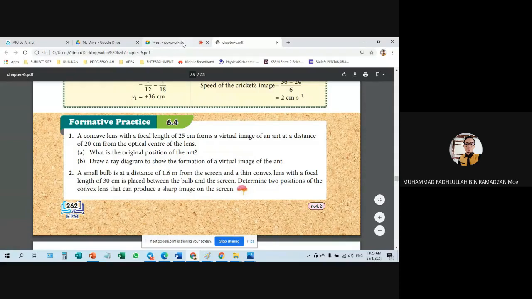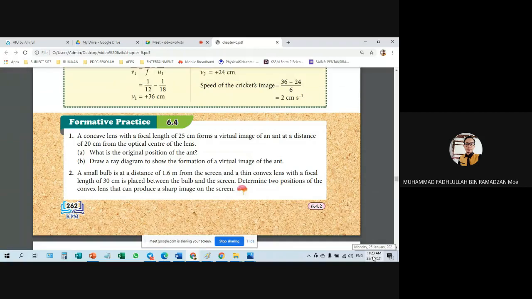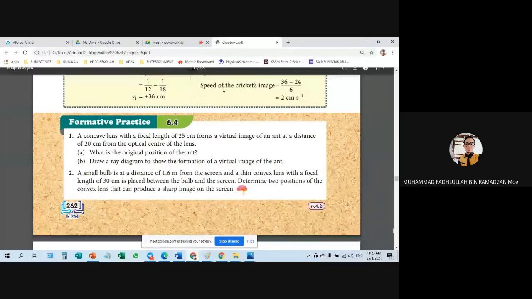Okay. So any question right now? Ni you buat sekarang tau. You buat sekarang, you hantar sebelum 12.30. Okay. You buat sekarang yang ni. Based on apa yang kita discuss tadi.